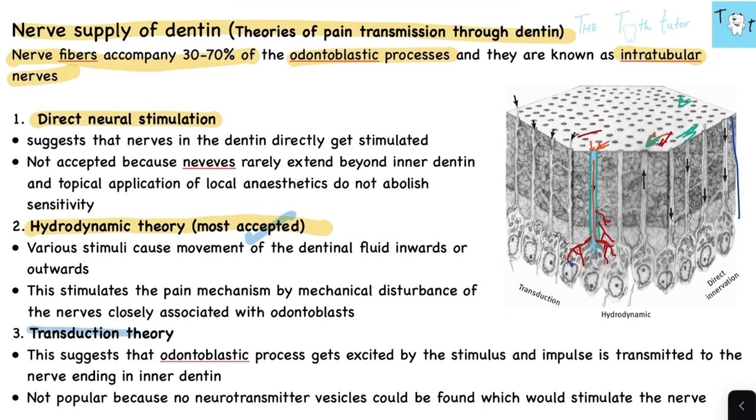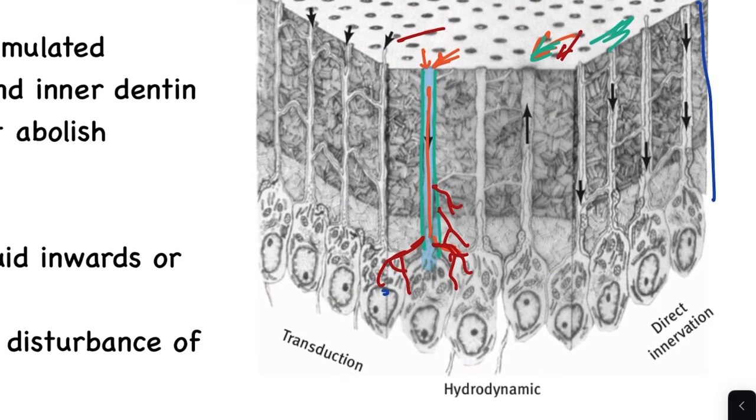Then the third theory is the transduction theory. Okay, so what this theory suggests is that the odontoblastic processes themselves get excited by the stimulus and the impulse is transmitted to the nerve ending in the inner dentine. In the first theory we were saying that there are nerve fibers up here. This is saying that there are no nerve fibers up here, but we do have odontoblastic process. So this odontoblast itself will get excited by the stimuli and there are some nerve endings over here, so it will transmit the information.